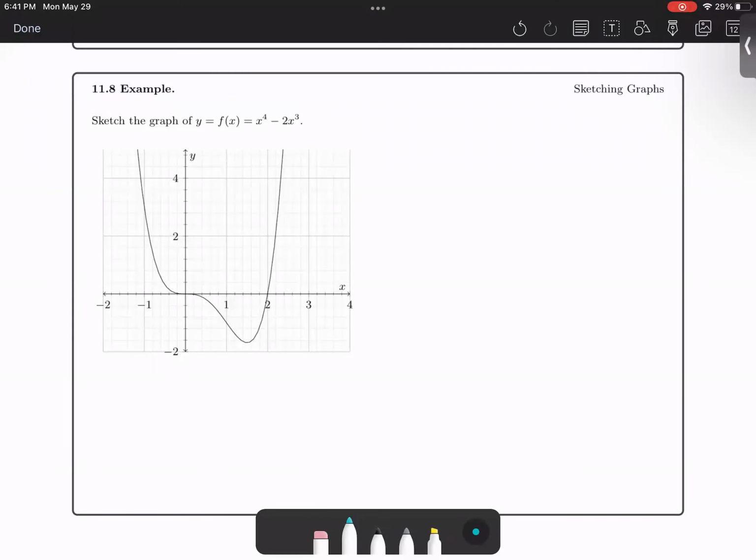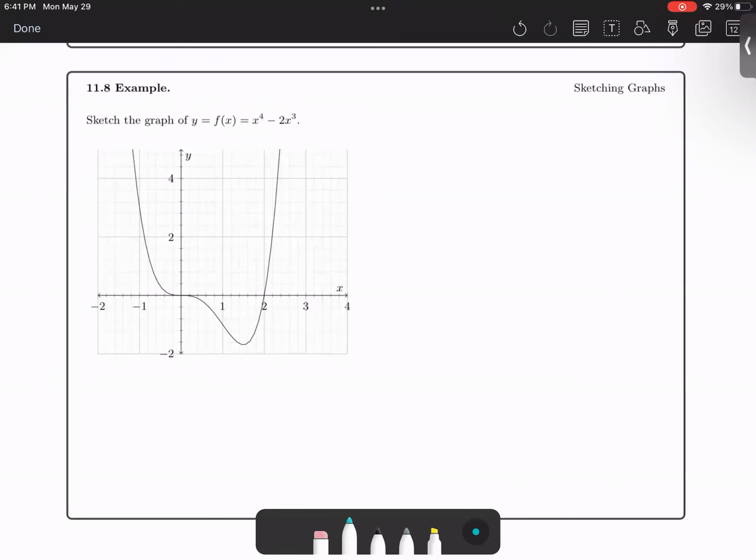Let's use the second derivative and the first derivative to give detail to a sketch of the graph x to the fourth minus 2x cubed. So first, we can go ahead and make sense of some points on the original function. Let's look at the zeros. So what x value is going to make my function 0?